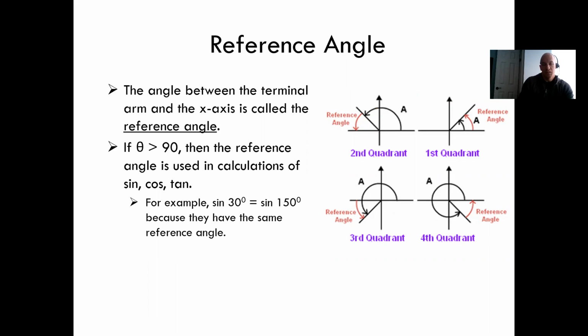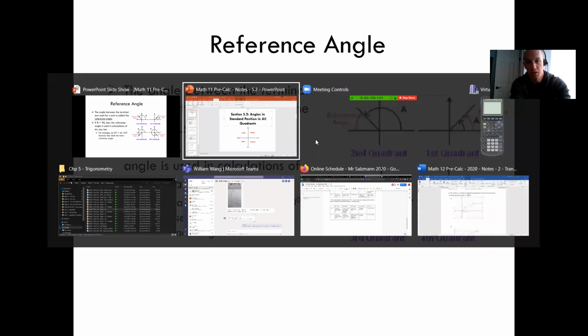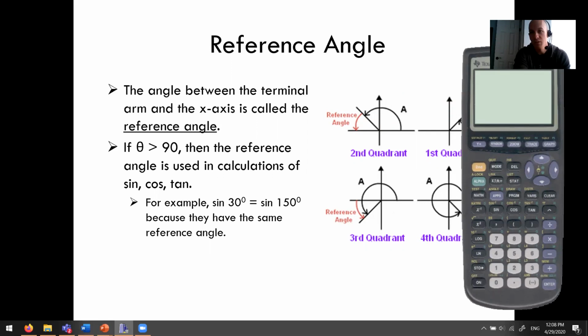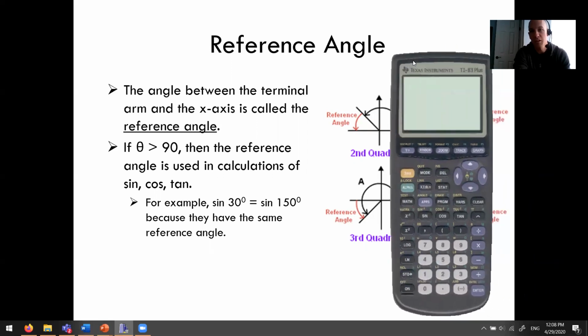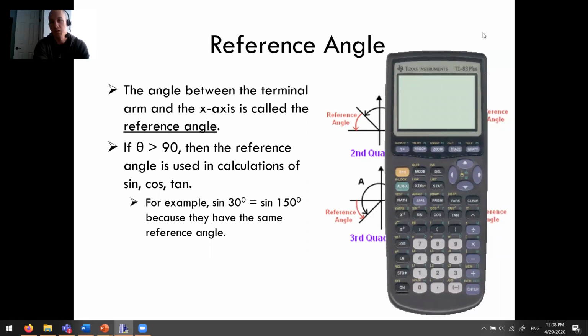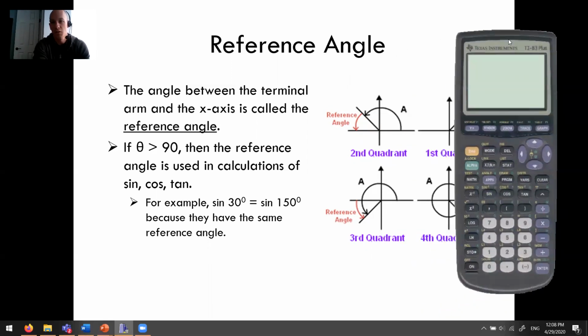So one thing we can say, for example, is that sine 30 and sine 150 are the same because they have the same reference angle. Now, if you're not 100% believing me, look at what I have. I have this digital calculator, which is pretty nifty. It's the TI-83 Plus. I'm going to move my face over here for today so I can have the calculator here.